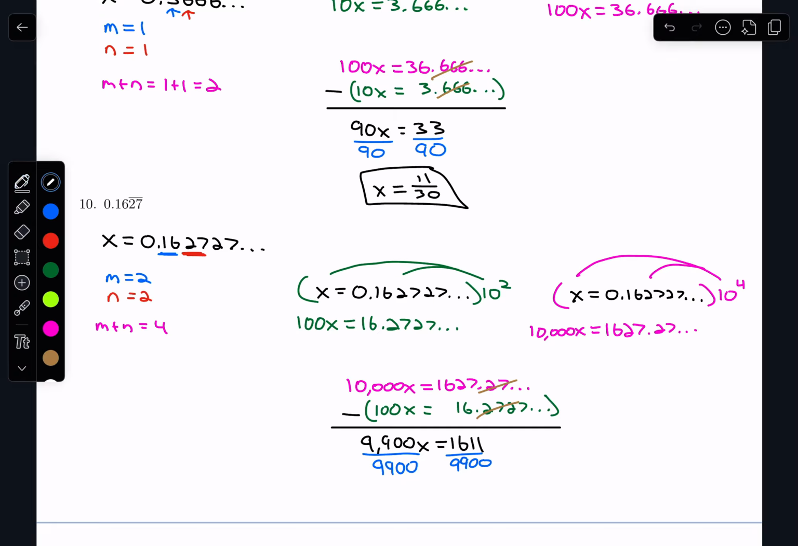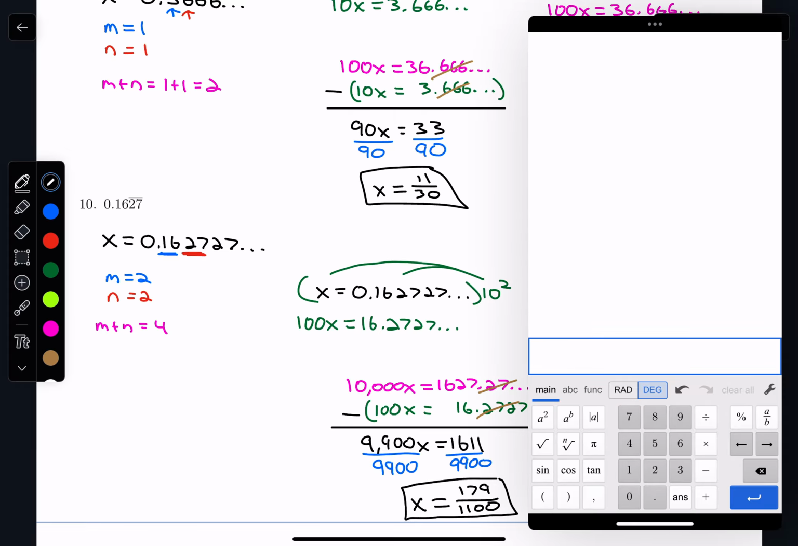And now if we divide both sides by 9,900 and we reduce our fraction, we're going to end up with our answer. So we're going to get that x equals, and if we reduce this thing, both top and bottom are divisible by 9. So we're going to end up with 179 over 1100 as our fraction. But if I'm being honest with you, I didn't have to, but I decided to cheat and use the calculator to get that reduction. So the way we can do that is 1611 divided by 9900, turn it into a fraction, and see how Desmos automatically reduced it for me. But look at what the decimal is.